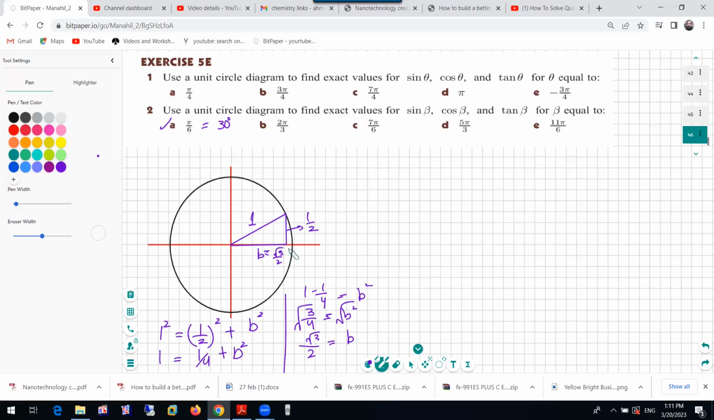But how do we know that the opposite is half? It's actually something we memorize.